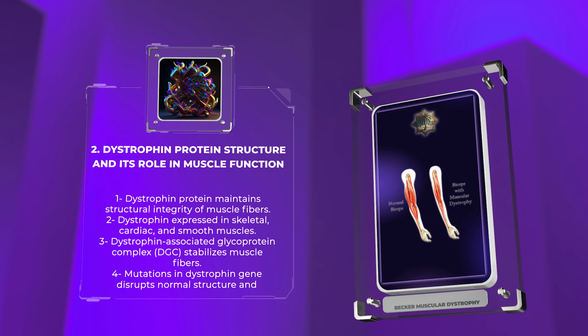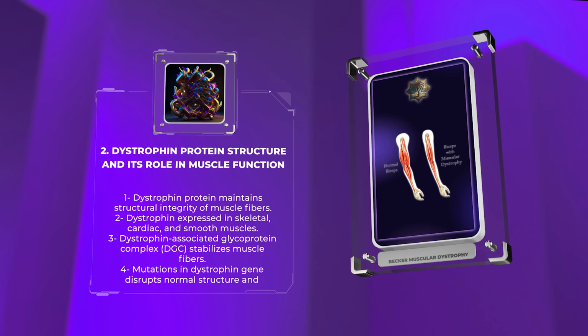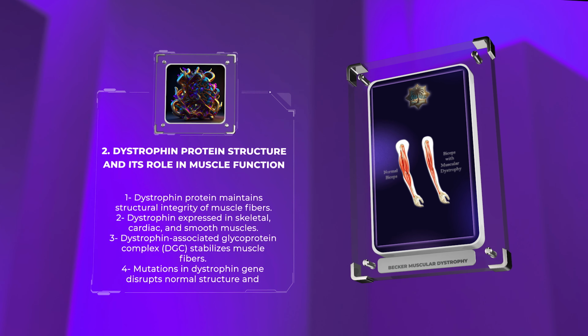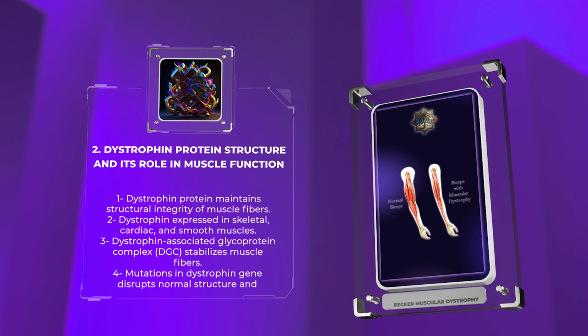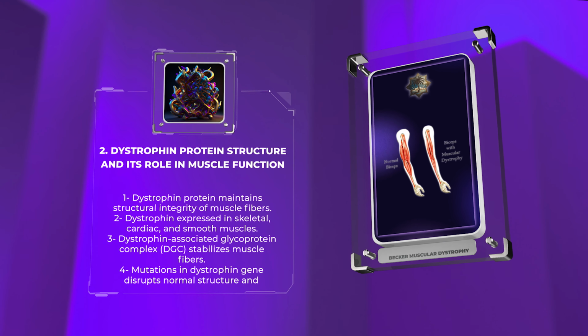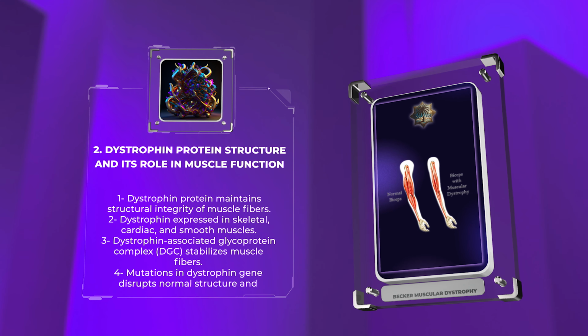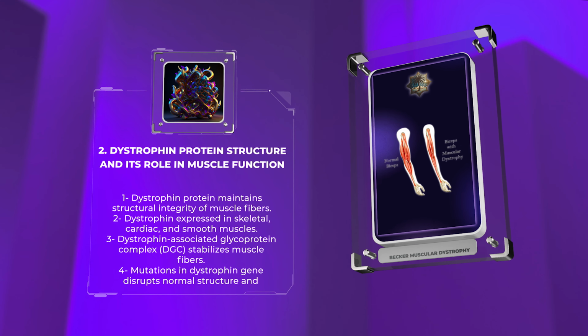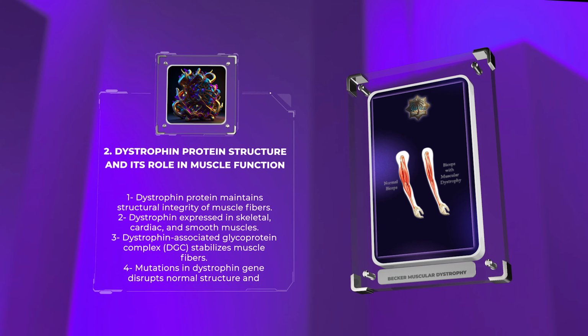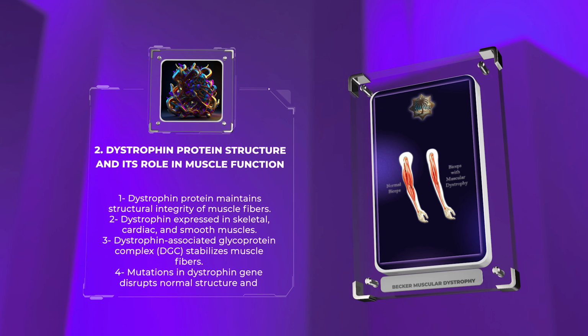The DGC plays a crucial role in stabilizing the sarcolemma during muscle contraction, protecting the muscle fibers from damage. It also helps transmit the force generated by the sarcomeres to the extracellular matrix. Mutations in the dystrophin gene disrupt the normal structure and function of this protein, compromising the integrity of the muscle membrane and leading to progressive muscle weakness and degeneration.